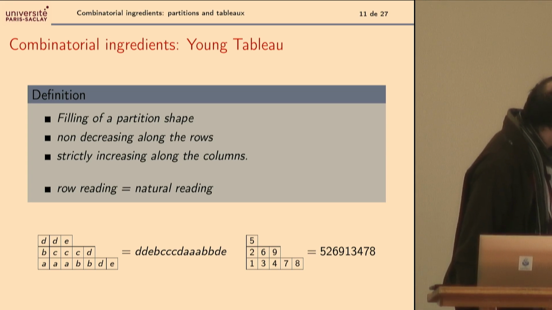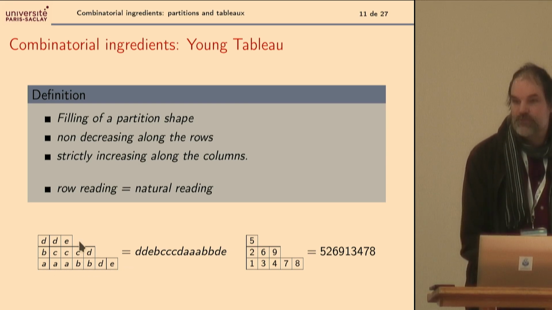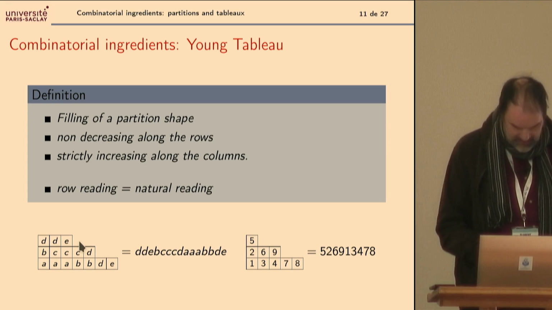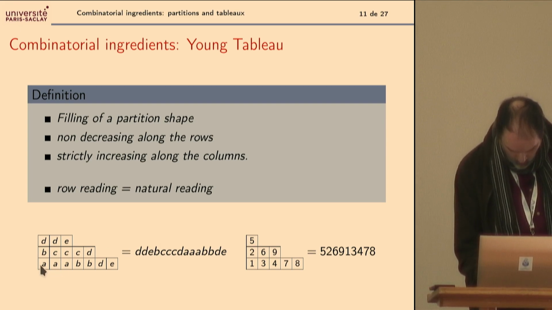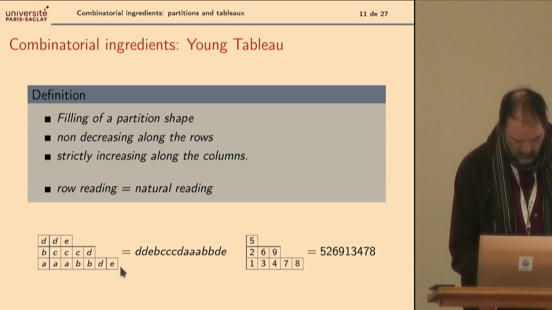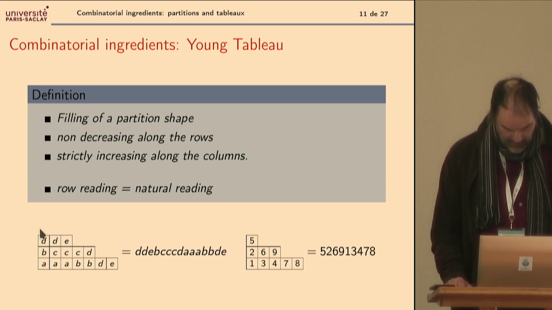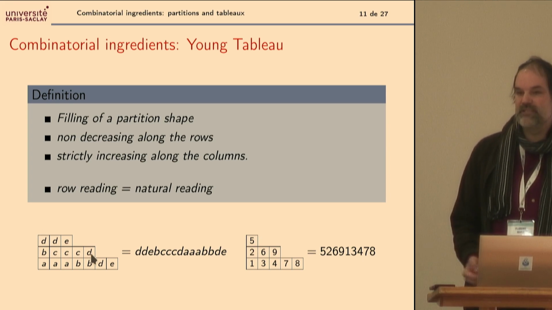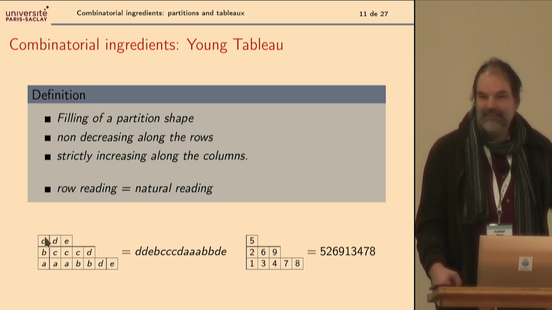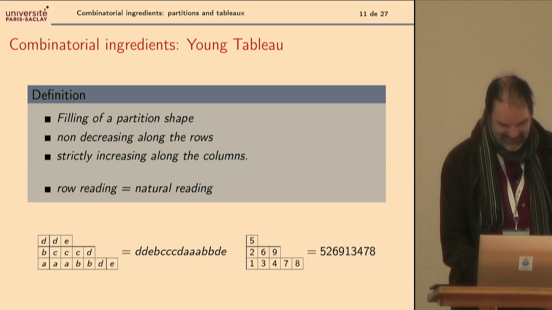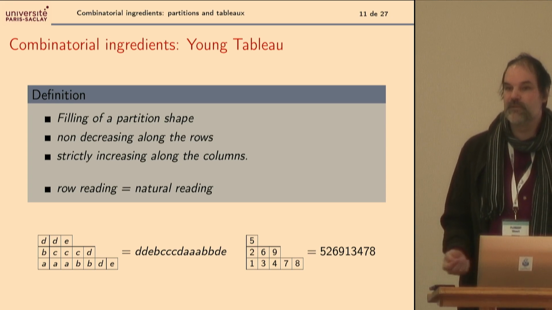So I need this notion of Young tableau. So this is a partition. This is 753. And I want to fill the boxes with letters. And the rule is that it should be weakly increasing along rows and strictly increasing along columns. Okay, and there is this notion of row reading, which is the natural reading of the shape. I'm just reading the boxes in their natural order, and that gives me a word, okay?